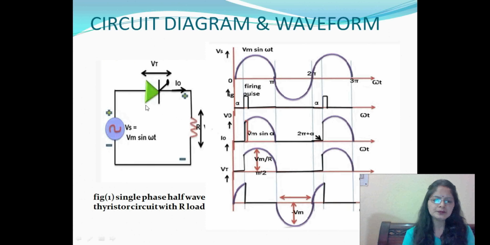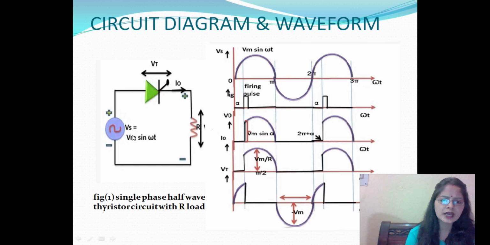So this is the diagram of a single phase half wave thyristor circuit with R load, and we can say this is the circuit diagram of a single phase half wave rectifier with R load. Here we can see this is the source voltage, this is the thyristor, this is the R load. So here the source voltage is equal to Vm sin omega t.